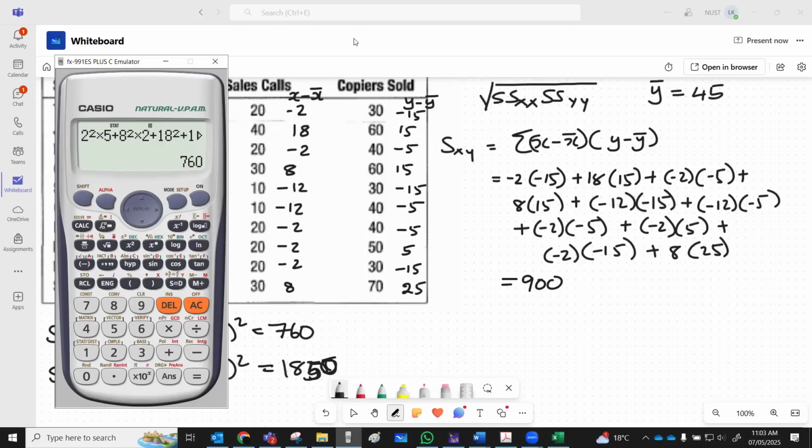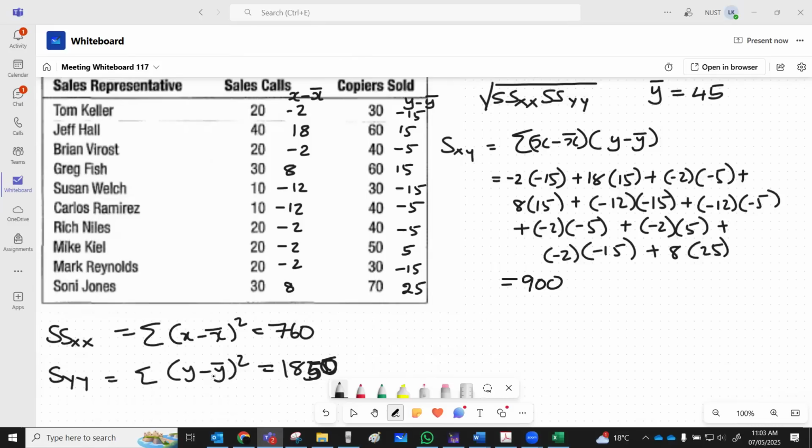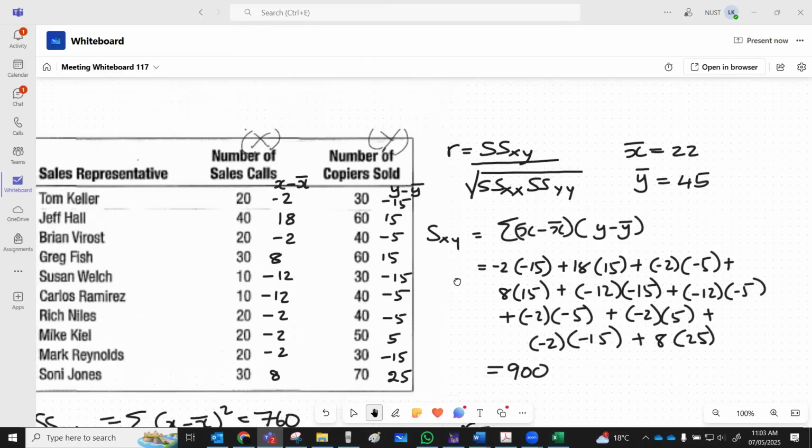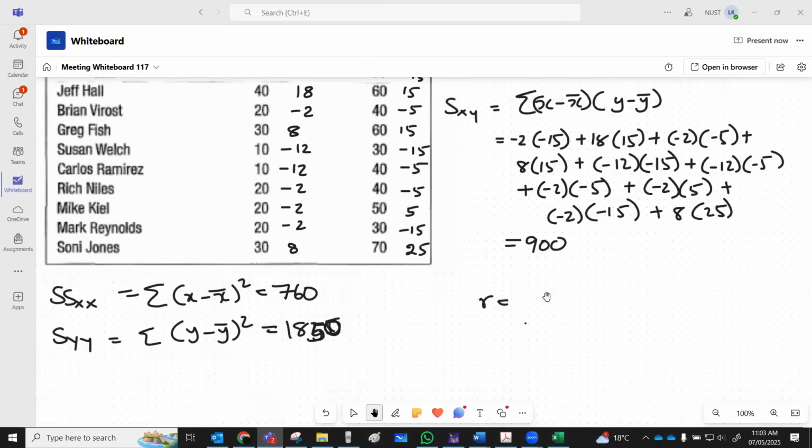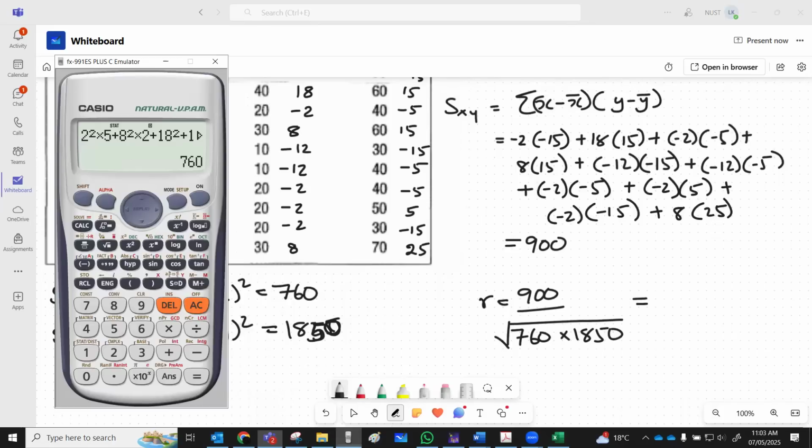Okay, so now I have my values for these two. Then all I need to do is substitute them into the formula. So R is equal to, here is my formula. There. So this is 900 divided by the square root of 760 multiplied by 1850. So on calculators.